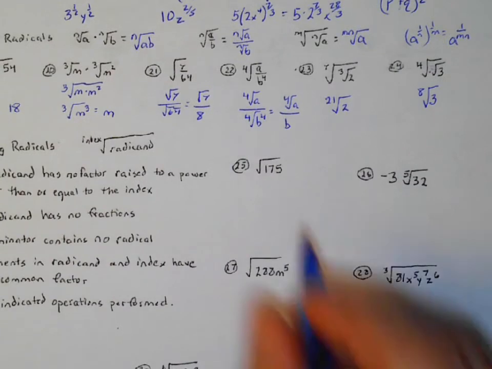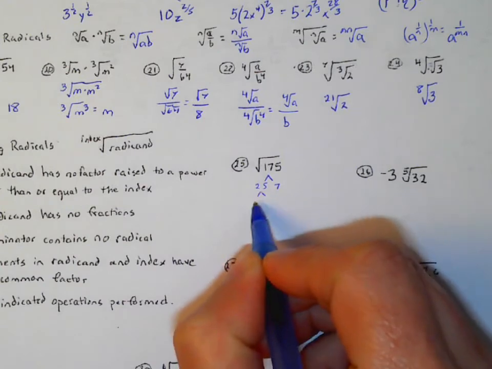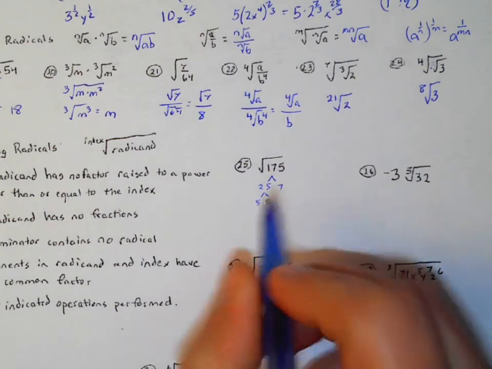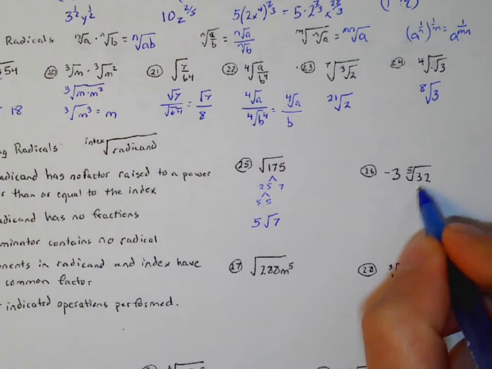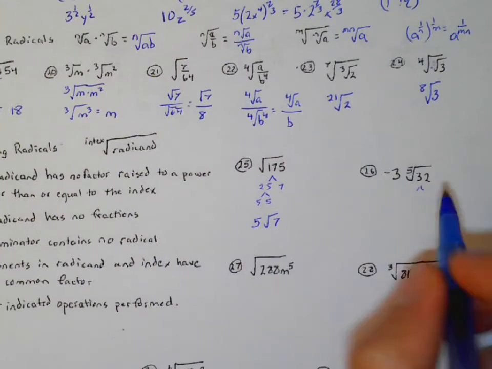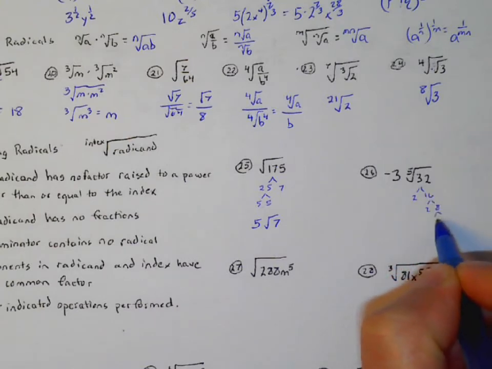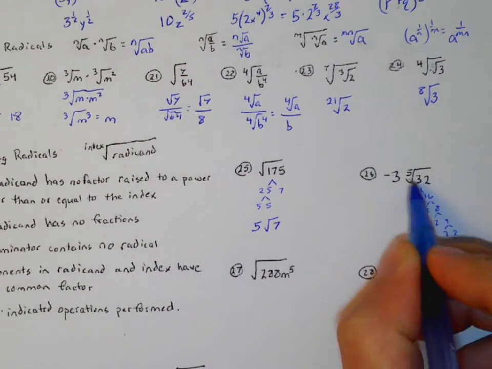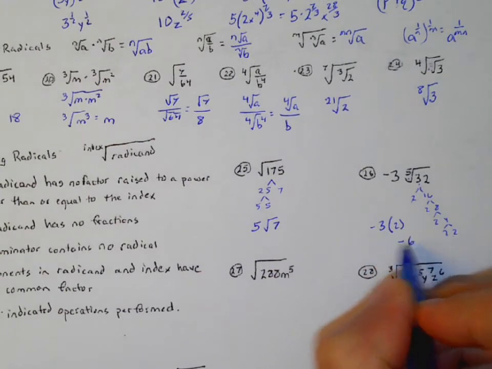Okay, if we go through these, the square root of 75, if we break that up, is 25 times 3, and 25 is 5 times 5. So if we simplify this, it would be 5 square root of 3. Okay, 32, if we simplify it down, is 2 and 16, 2 and 8, 2 and 4, and 2 and 2. So there's a group of 5, so the fifth root of 32 is 2. So this is this times 2, which is negative 6.